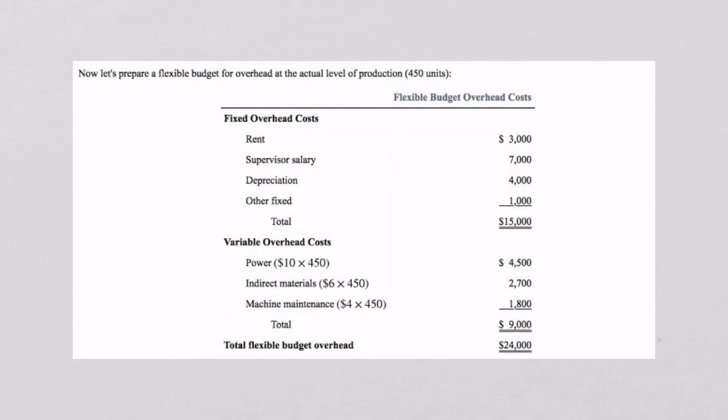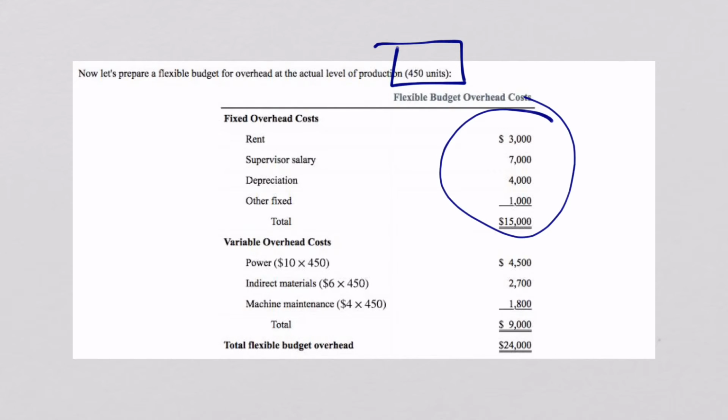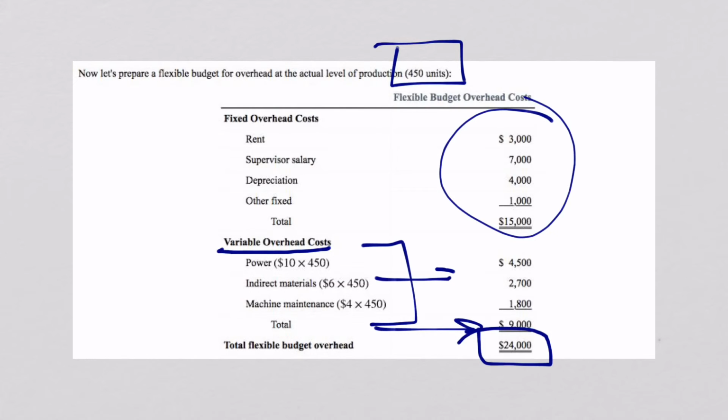Here's the flexible budget now based on 450 units, and how did it get flexed? Well, the 15,000 remains the same. That doesn't change. That's fixed. But now with the variable overhead costs, we have brought it down based on the real 450 actual volume, so that we can see that the total flexible budget should be 24 because the variable amount should be $20 total per unit times 450 units. So it's $20 total per unit, 450.